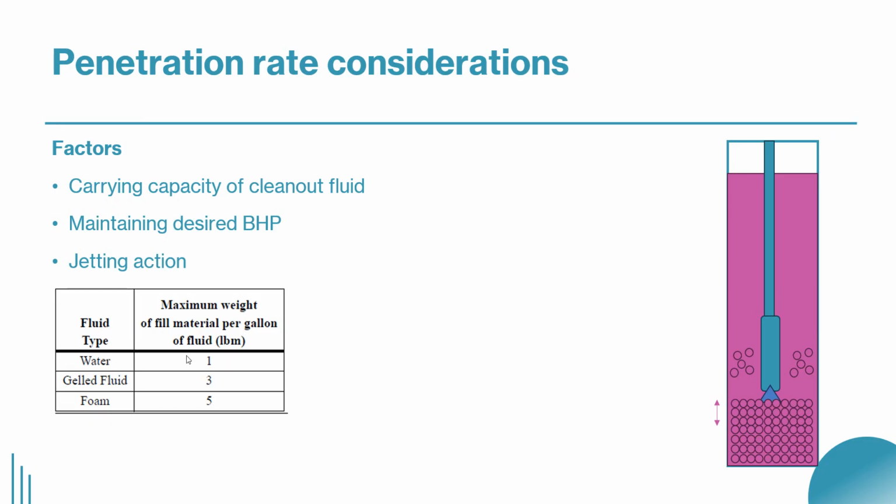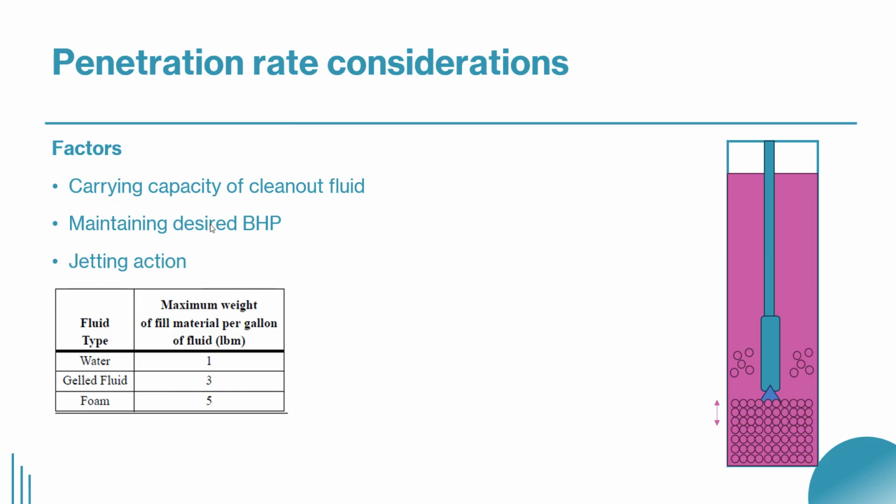For example, water has a carrying capacity of 1 pound of fill per 1 gallon of water pumped. For example, if you were pumping with 1 barrel per minute, which is equivalent to 42 gallons per minute, you will be able to lift 42 pounds of fill every minute. Okay, only 42. However, if you were using gelled fluid, you will be able to lift 126 pounds every minute, because the ratio is 3, and the foam has higher carrying capacity. The foam has the best carrying capacity. So the carrying capacity of the fluid affects the penetration rate, and we will discuss this in an example here.